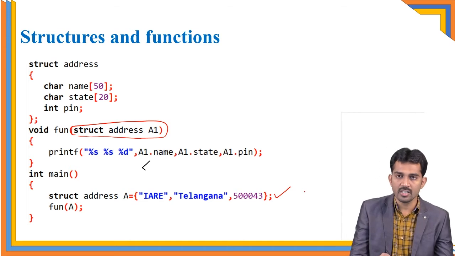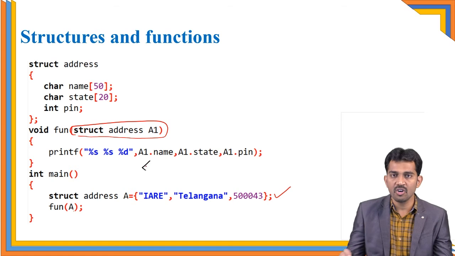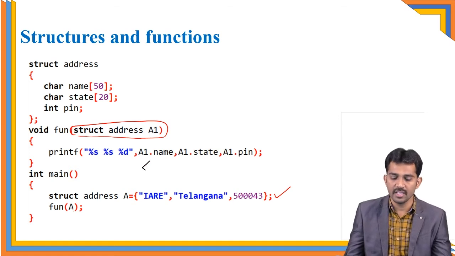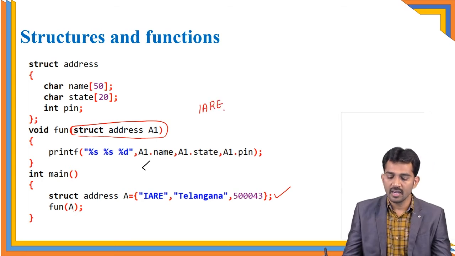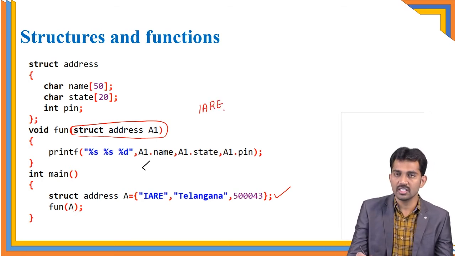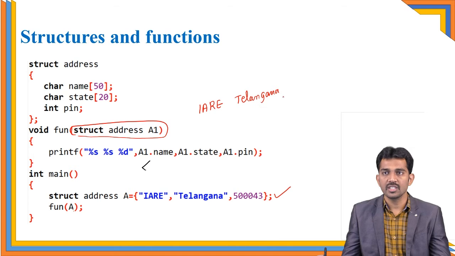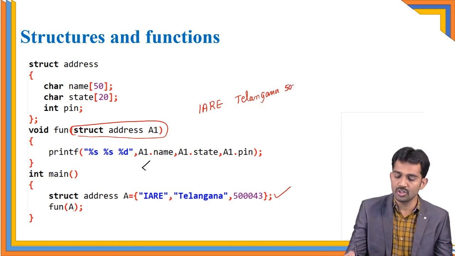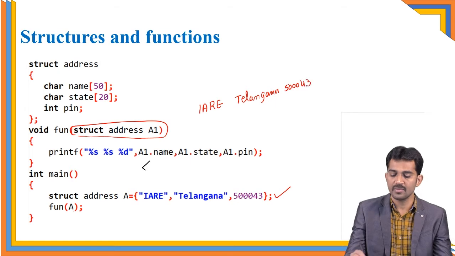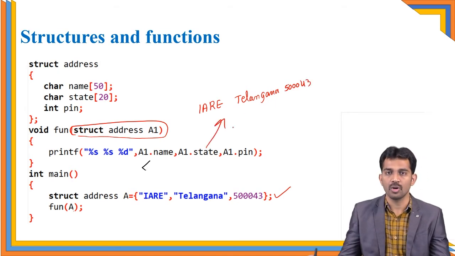After that, you passed A. So this A is copied into A1. When you use A1.name, it is going to retrieve this value, so it is going to print IARE. As well as A1.state, it is going to print Telangana. And A1.pin means 50043. The output is like this. This is the output of this program.